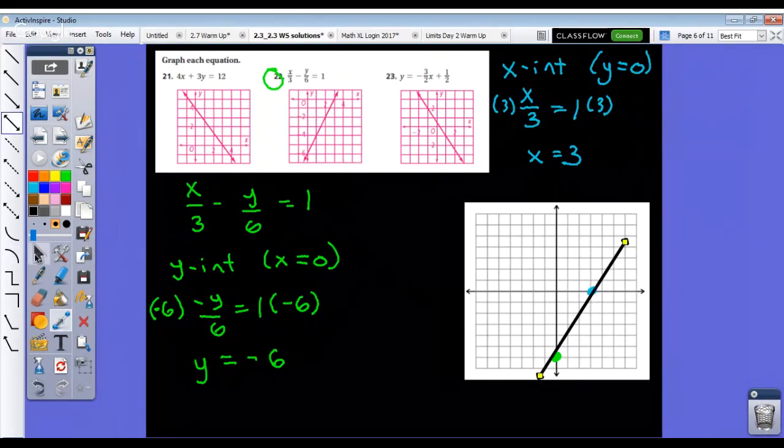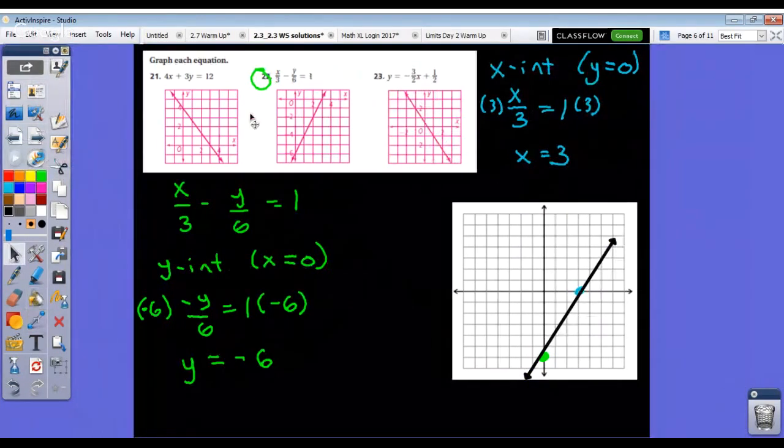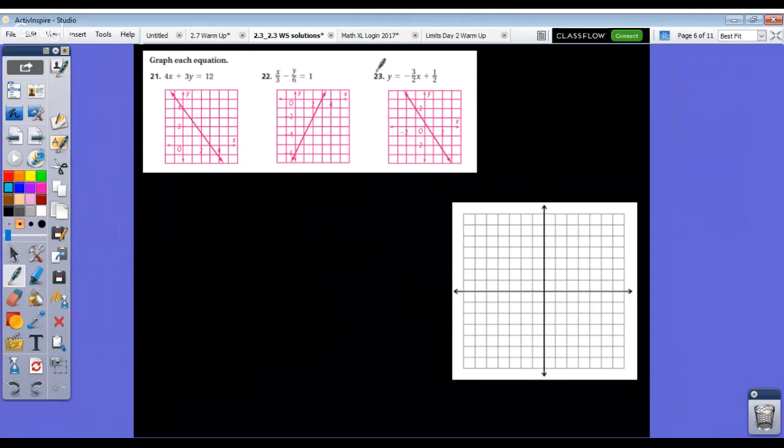Check them. And it's not the only way to do this problem, but if you're given standard form and you would like to tackle finding intercepts, I wanted to remind you of that. All right, so the last one here is 23.